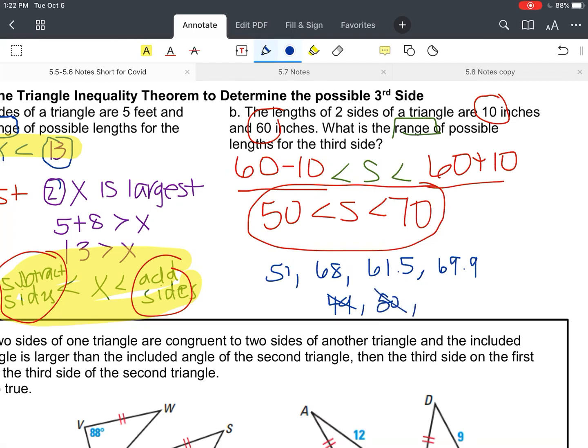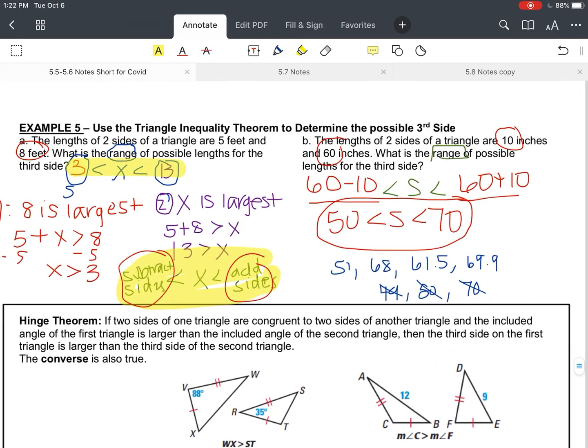But 49 would not be able to be a side length. It's less than 50. Just like 50 wouldn't be able to be a side. 70 is too big. It can't be. As long as it's greater than 50 and less than 70, though, it would be a possible third side length that would still form a triangle.